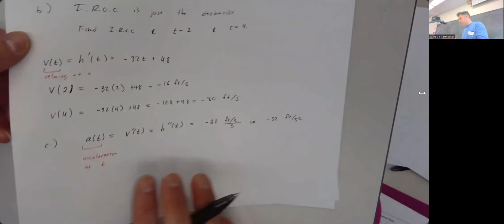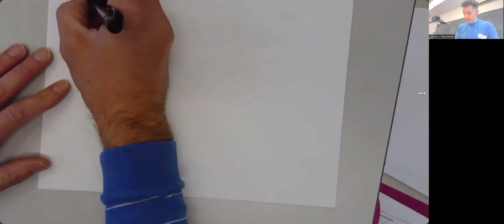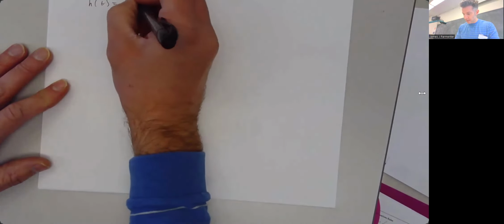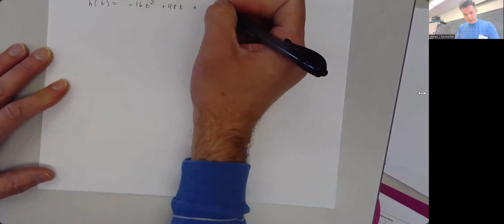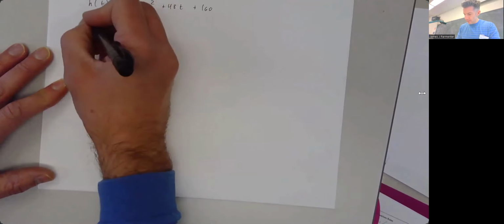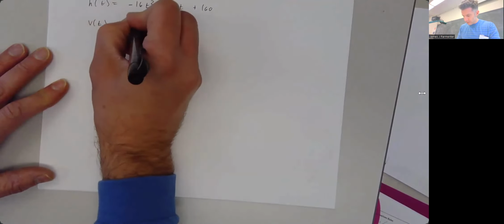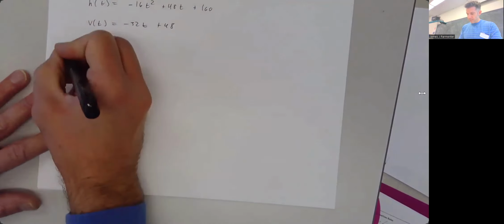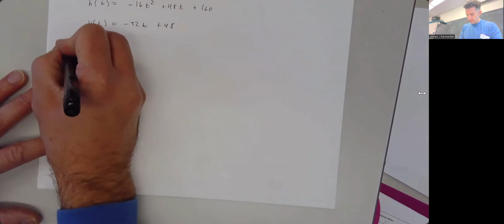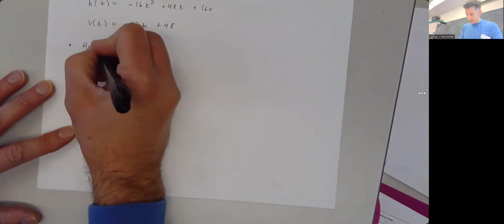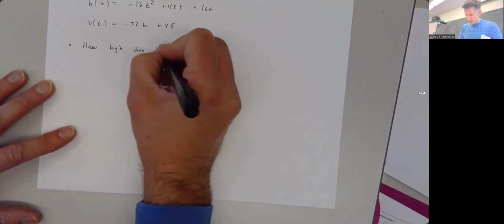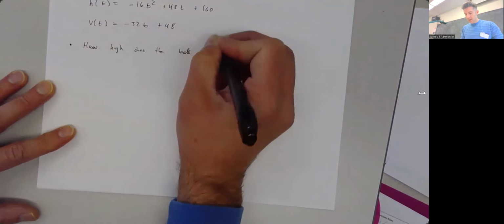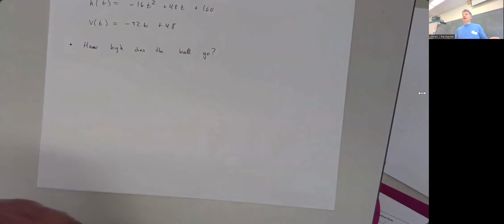So let's rewrite our equations here. We had h of t equal to negative 16t squared plus 48t plus, was it 160? It was. And v of t equal to negative 32t plus 48. And the first question is, how high does the ball go? Wow, is that the word high? Sure. How high does the ball go? Really, to answer this question, you have to ask yourself, what is happening when the ball reaches its maximum height?